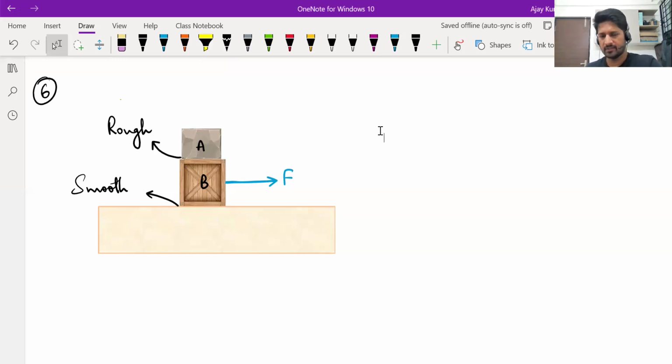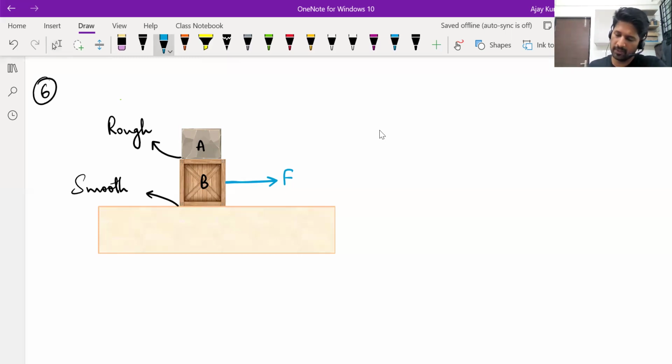So from everyday experience, we can tell that when we apply a force on the lower block, if we pull the lower block gently, you will see both of them moving forward together without sliding over each other. On the ground they will slide because that floor we are assuming is smooth, but between A and B there won't be any sliding if you pull B gently.